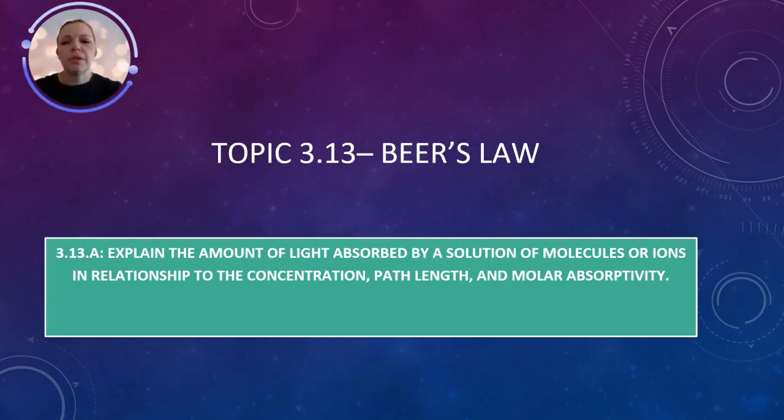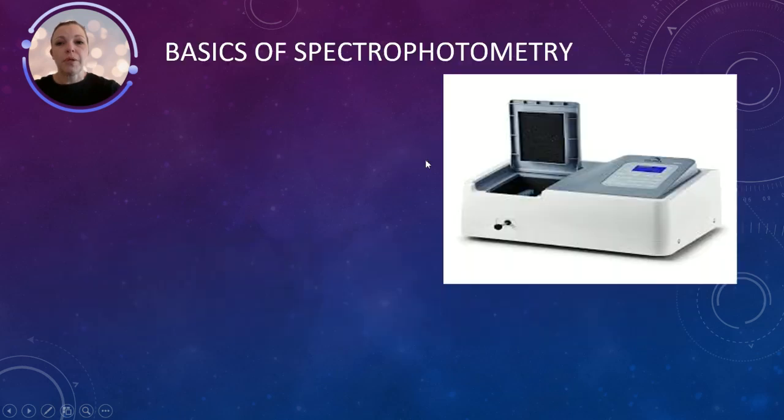So the learning objective here is 3.13.a: explain the amount of light absorbed by a solution of molecules or ions in relationship to the concentration, path length, and molar absorptivity. So here we go. So the basics of spectrophotometry here.